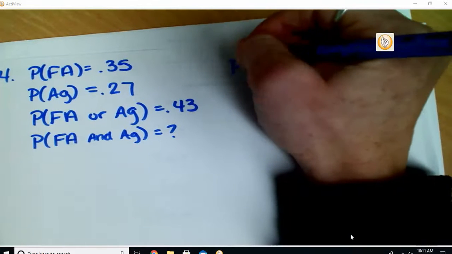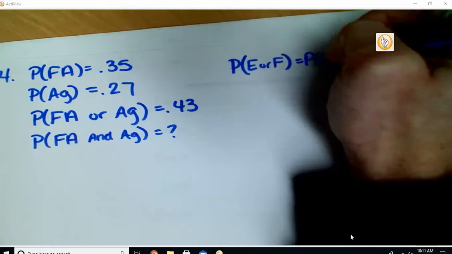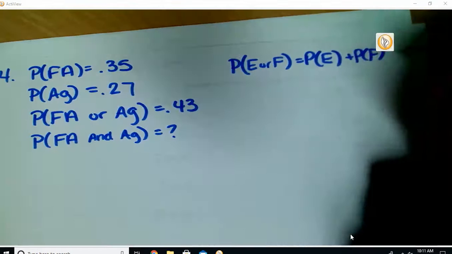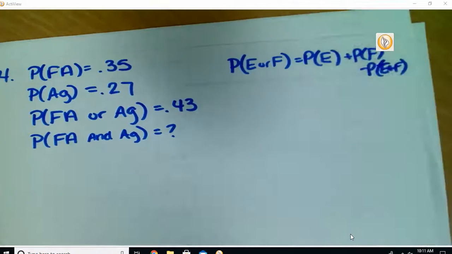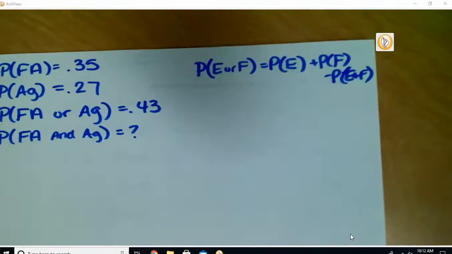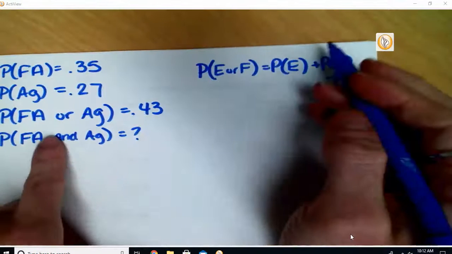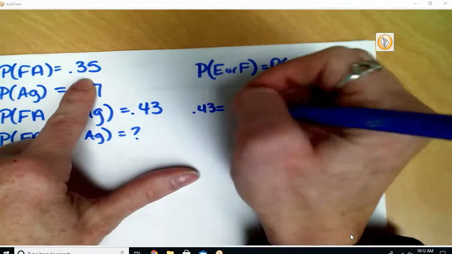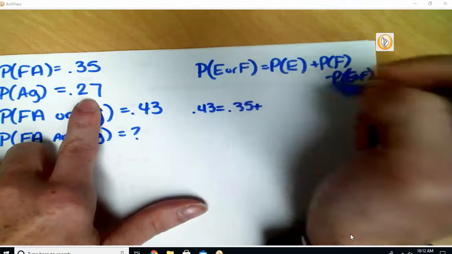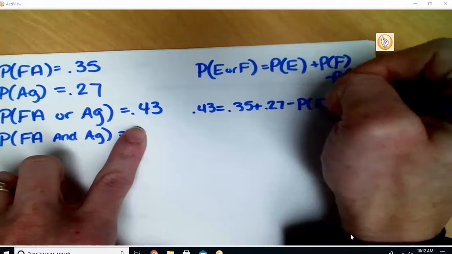It says the probability of E or F equals the probability of E plus the probability of F, minus the probability of E and F. Please write down the formula you're using. It helps me a lot when I'm trying to give you partial credit if you made a mistake, so I can see where you are going with it. So the probability of E or F was 0.43. The probability of E, probability of fine arts, 0.35. Probability of F, the probability of ag, is 0.27. Minus the probability of E and F. That's what I don't know.